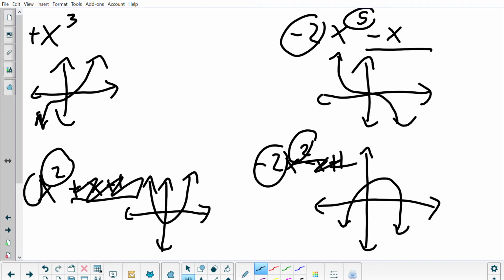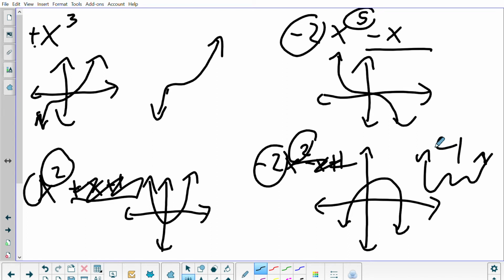Okay? So again, odds go in opposite directions. If the a is positive, it goes up. If the a is negative, it goes down. Squares or to the fourth power, doesn't matter. If it is positive, my arrows go up. If it's negative, my arrows go down.